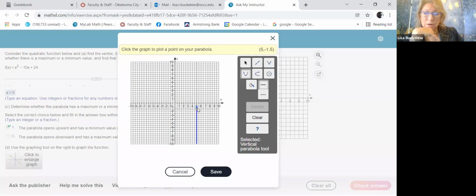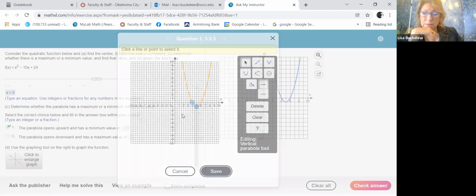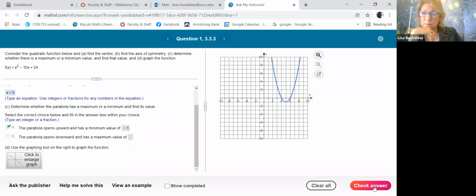All right, anyway. Now it says, click on the graph to plot a point on your parabola. So now that we've got the vertex, let's just go back to one of those x-intercepts. It was (4, 0) or (6, 0). So I'll click on that one. All right, so let's save it, see how we did.